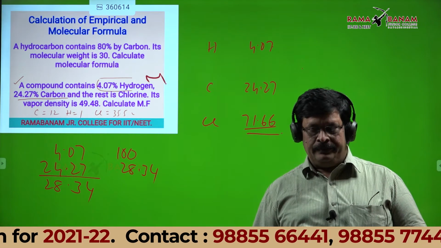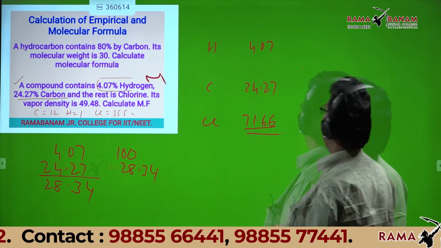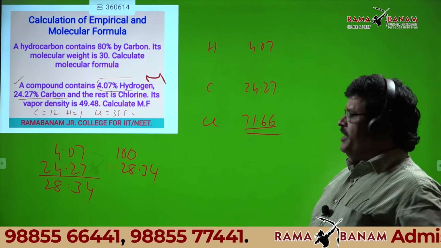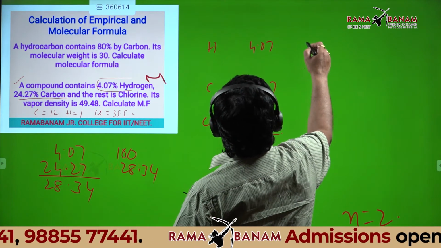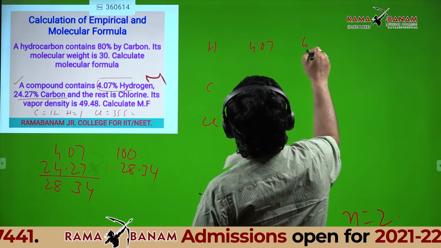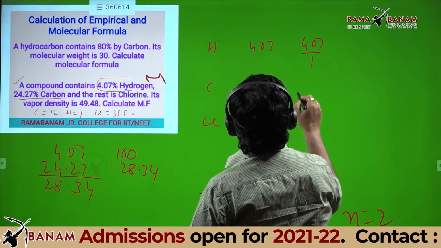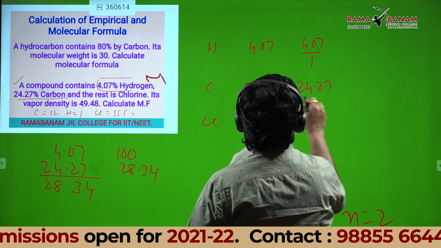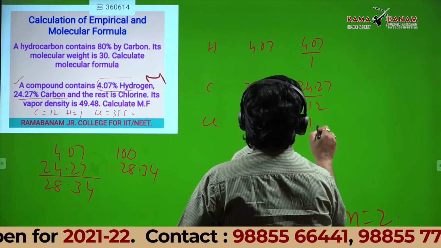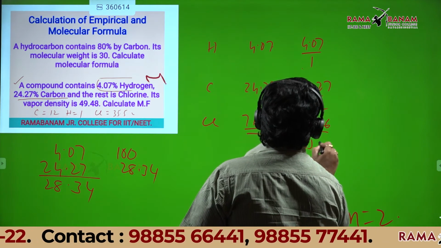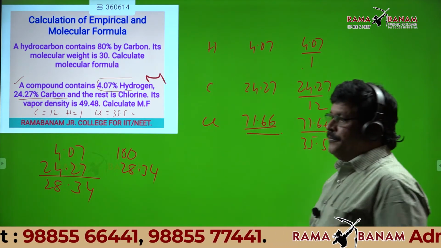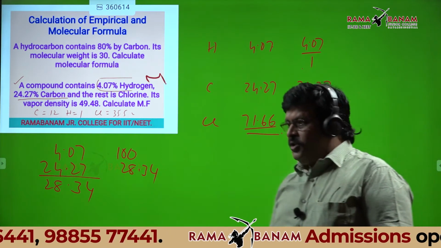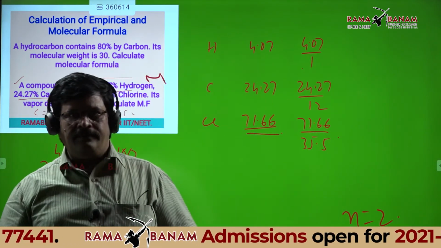Okay. Now what is the next step? Now you should know the atomic weights. The second column is percentage by atomic weight. So it is 4.07 by 1, 24.27 by 12, and 71.66 by 35.5. Is it okay, students?